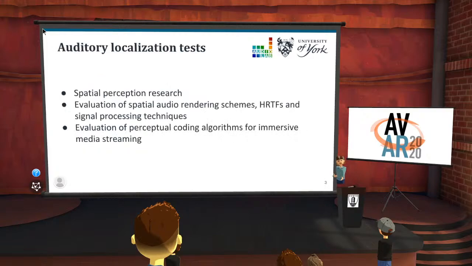So the auditory localization tests are used in different fields, and there are different use cases for such tests. Starting from spatial perception research. And another use case is the evaluation of spatial audio rendering schemes, as well as HRTF sets and signal processing techniques. And some newer use cases include running such tests for evaluation of coding algorithms for immersive media streaming.